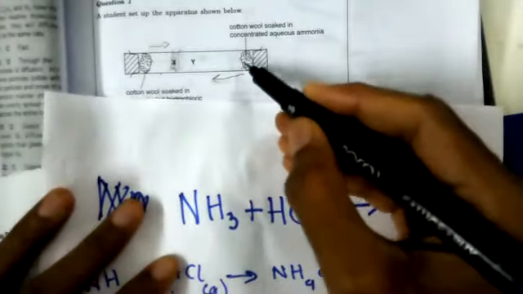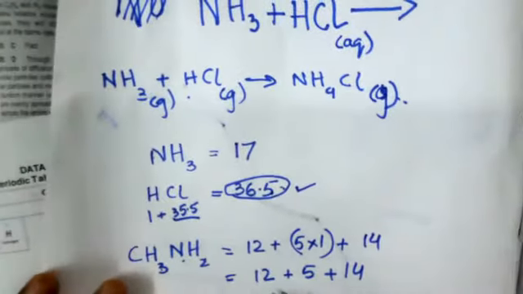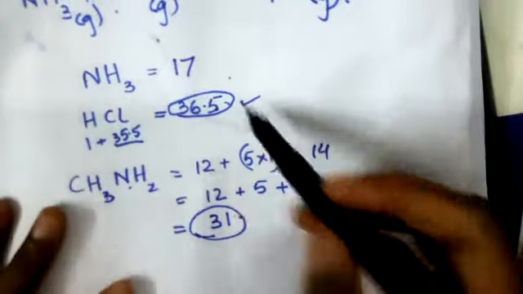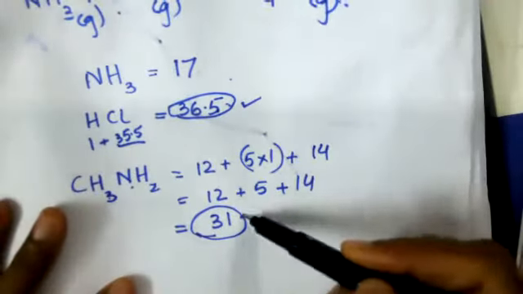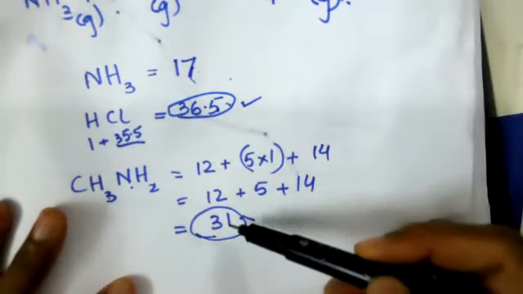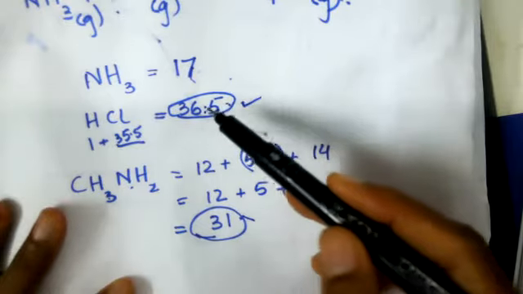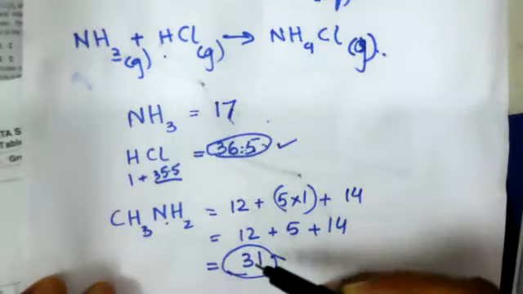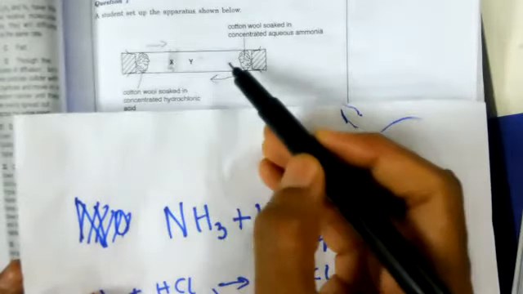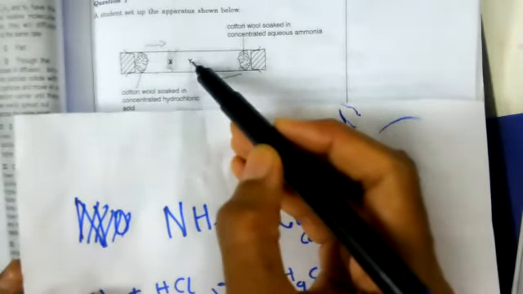So now instead of ammonia, we have methylamine. Can you see methylamine is so much bulkier than ammonia, but it is still less than hydrogen chloride? Because this molecule is also bulkier, the difference is not that much now. The difference is 36.5 and 31. So you can see that they both have traveled almost the same distance. This is a little more.